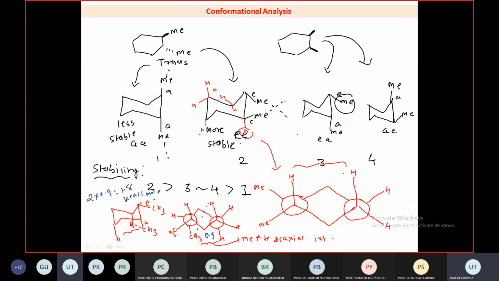But in this case, no such interaction. Only hydrogen-hydrogen interaction is there. And if you consider both the groups at axial position, then what happens? How many interactions are there? This is one. This is one interaction. This is two interactions between these two. This is three interactions, and this is four. If you take both the groups at axial position, then you have 4 different interactions.